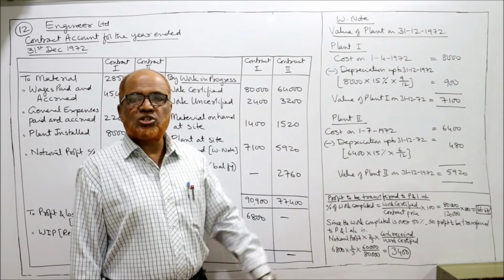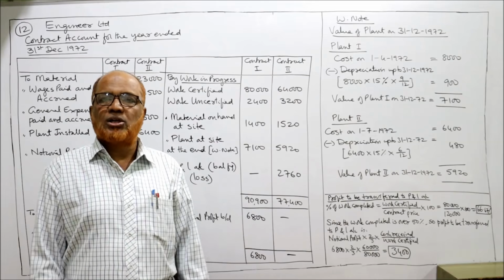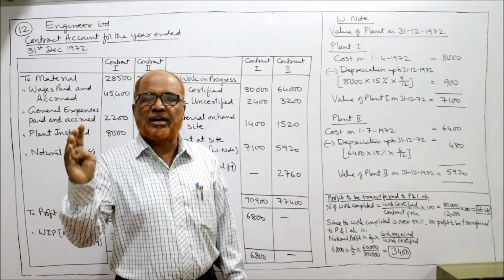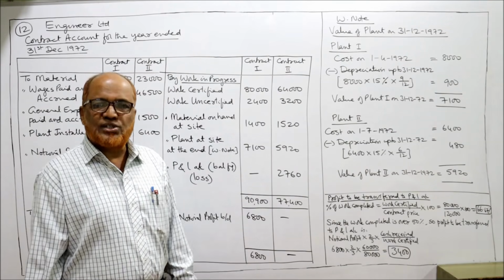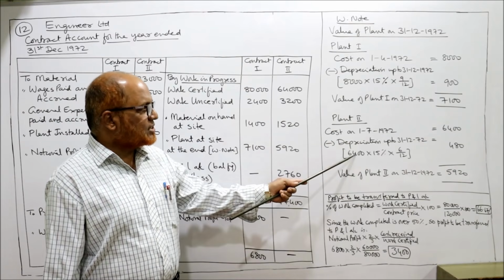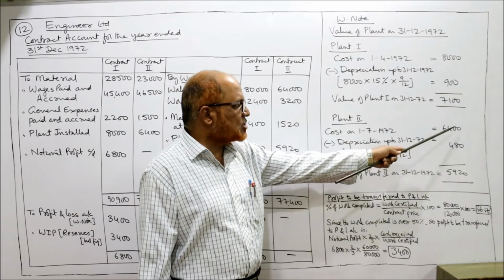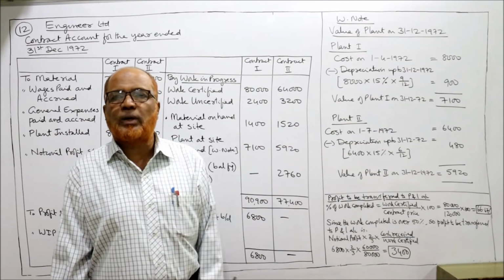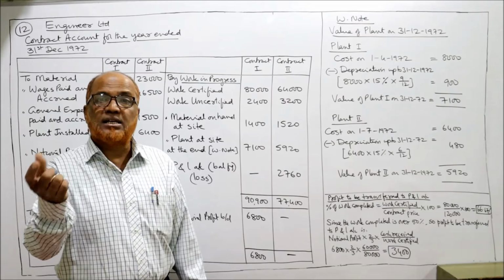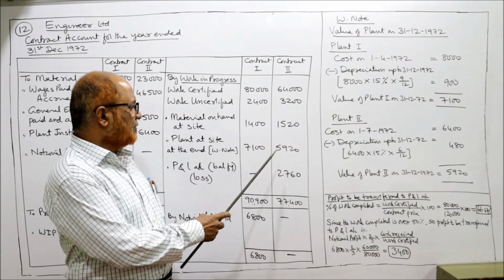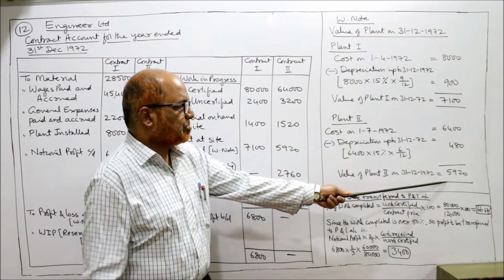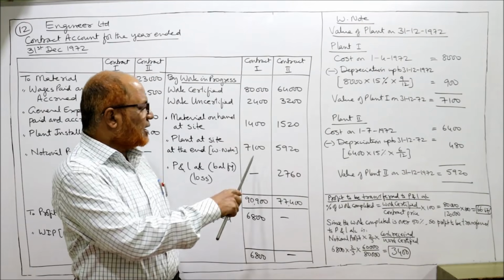So less depreciation up to 31st December. How many months? July, August, September, October, November, December. 6 months. So for 6 months we need depreciation. So 6,400 into 15% into 6 by 12, 480 is the depreciation. Subtract, 5,920 is the value of the plant in the second contract. Here I have taken 5,920. So we have taken all the credit items.